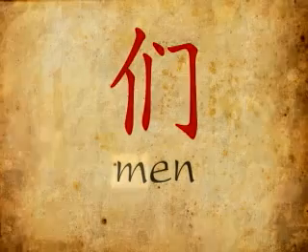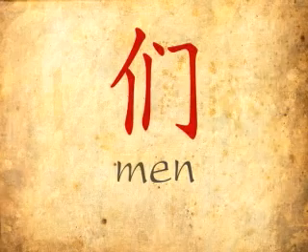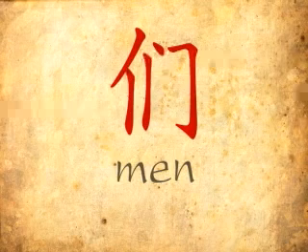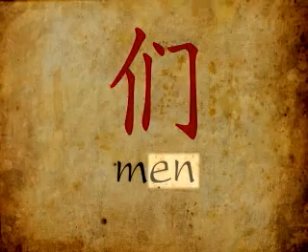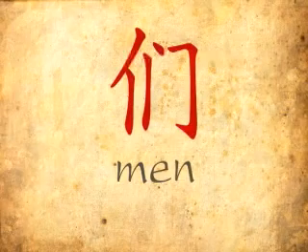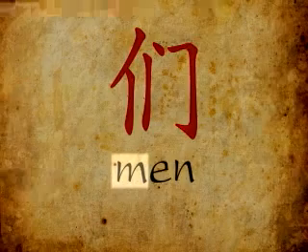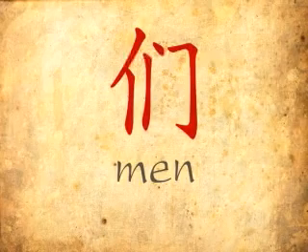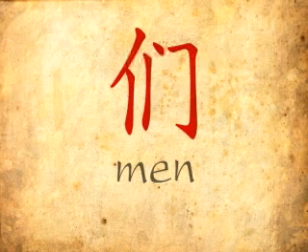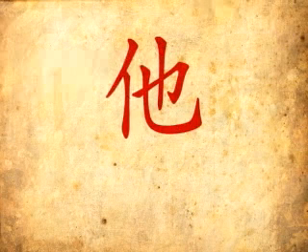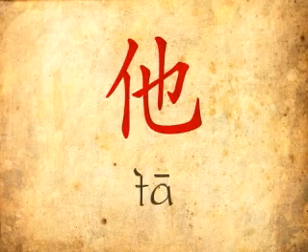Correct, it is m. Is there a simple final? No, there is not. That gives us the compound final, en. Men has a neutral tone. I pronounce the syllable for you, m, en, men, neutral tone, men. Let's say together, men. Our last word is ta.